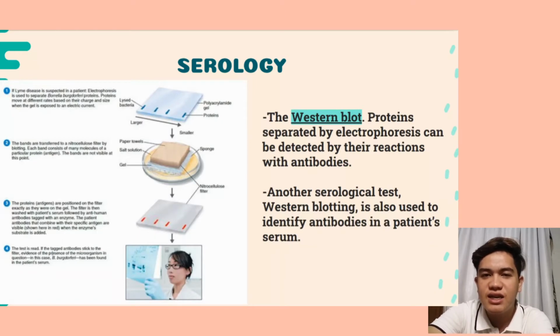Another serological test is the Western blot. In the Western blot, proteins separated by electrophoresis can be detected by their reactions with antibodies. Western blotting is also used to identify antibodies in a patient. This type of testing is usually used to confirm a positive HIV diagnosis.